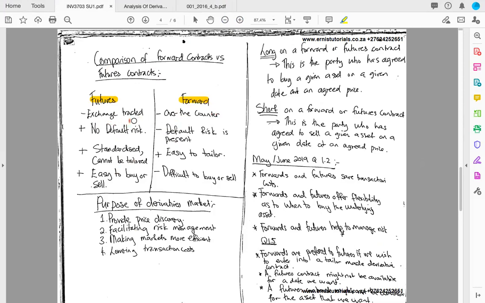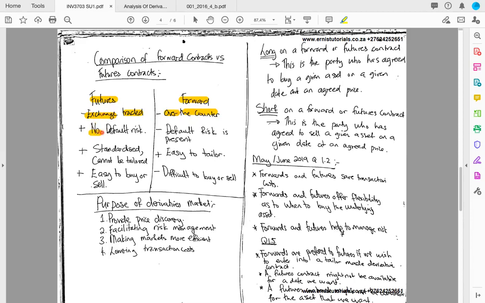And like we've said so far, I've put a minus for the disadvantages of each contract, and then where there's a plus, it's an advantage for each type of contract. So with a futures contract, okay, this is not a disadvantage, it's just a property. Okay, so a futures contract is exchange traded, right? It can be bought or sold on the exchange, whereas a forward contract is over the counter, meaning it's a private arrangement between two parties.